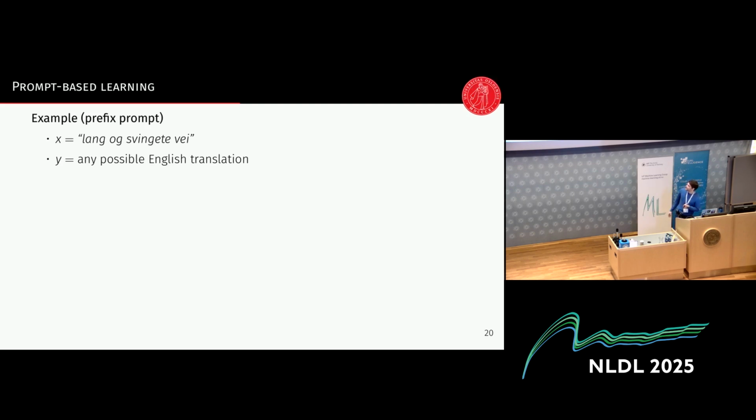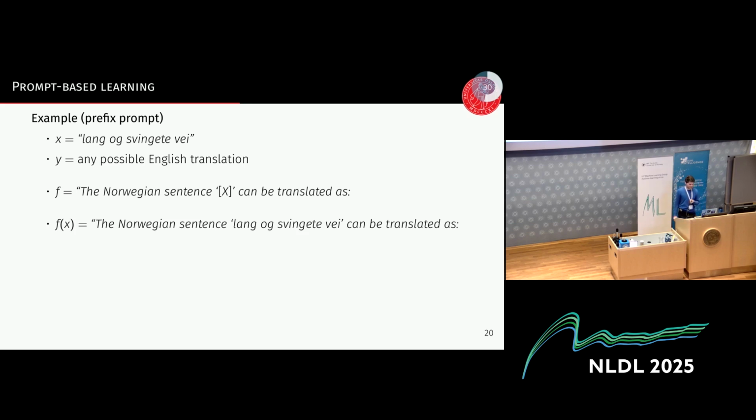So in this case, we will do machine translation from Norwegian to English. We have some input x, and an output y, which we don't really care about right now. It can be any possible correct English translation. And we will use a slightly different prompt that is tailored to machine translation specifically. In this case, it will be: "The Norwegian sentence, something inside, can be translated as:" and then the model should generate the suffix of this text sequence.